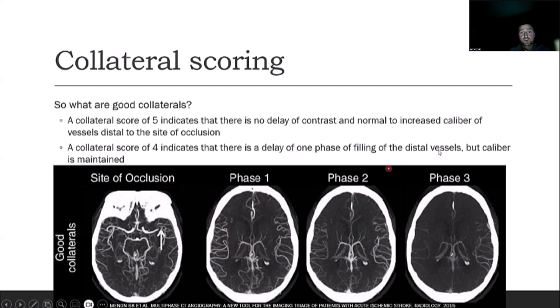A collateral score of 4 indicates that there's a delay of 1 phase of filling of the distal vessels, but the caliber is maintained. So you look at phase 2 and the affected cerebral hemisphere looks exactly like phase 1 of the non-affected hemisphere.